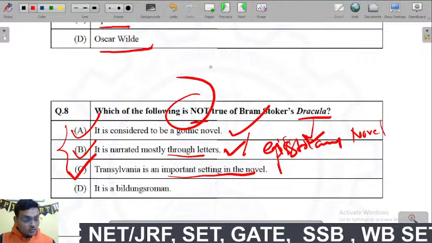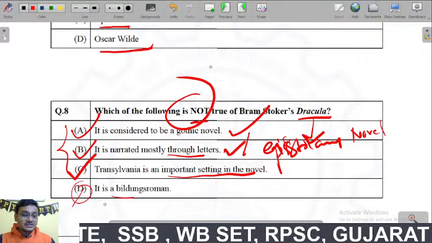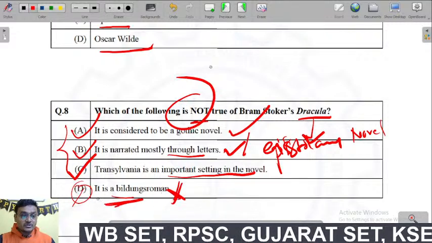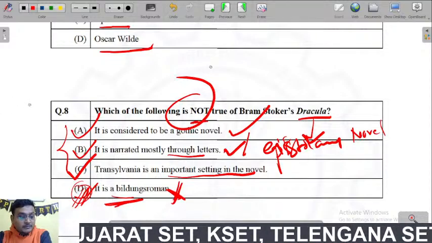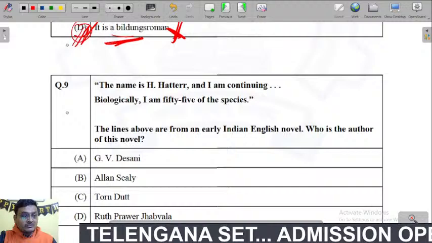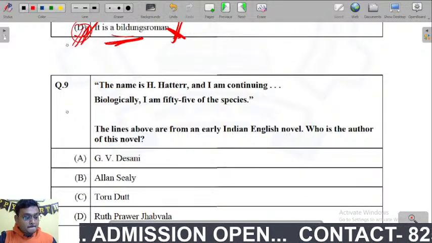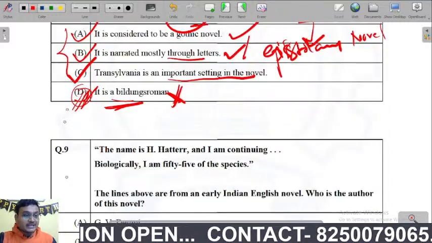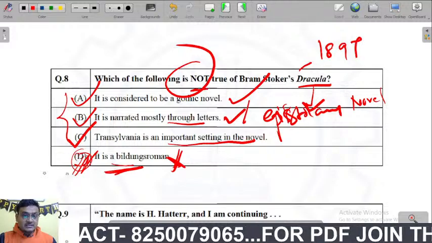So, is it a Bildungsroman? No, it is not a Bildungsroman. So here D is the right answer. Dracula is a work by Bram Stoker. Got it? Now moving ahead to question number 9. And Dracula was actually published in 1897.